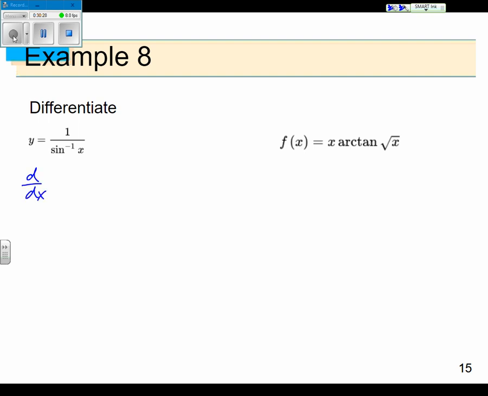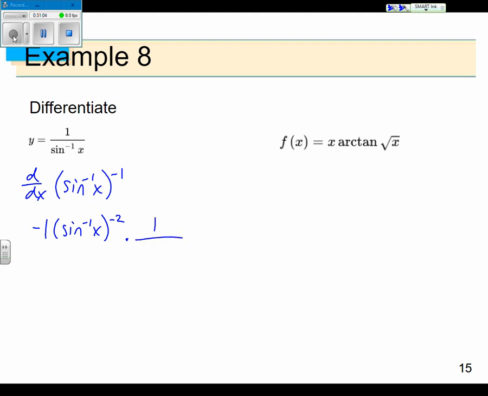Before I get going on this, I see a need to rewrite this. I'm going to try to avoid that quotient rule. I hate using a quotient rule where I'm taking the derivative of 1. If you do, you're going to get the same answer I'm about to get, but I'm just going to change this to sine inverse of x raised to the negative first power. That way I can just do a chain rule where the negative 1 comes down in front, and I lower the exponent by 1. So that's the derivative of the outside. I got to multiply that by the derivative of the inside.